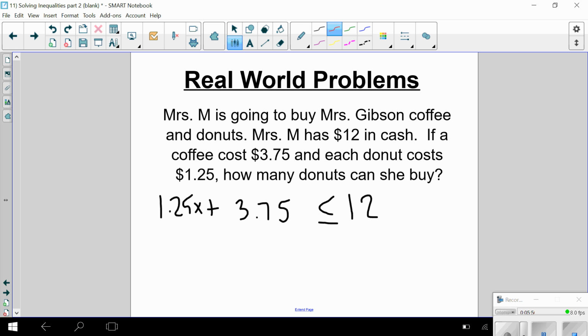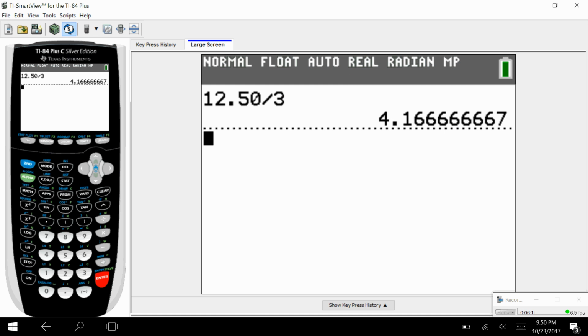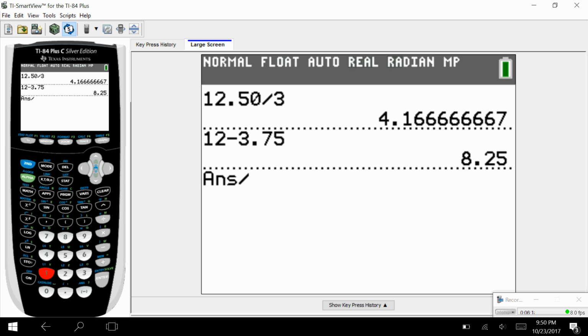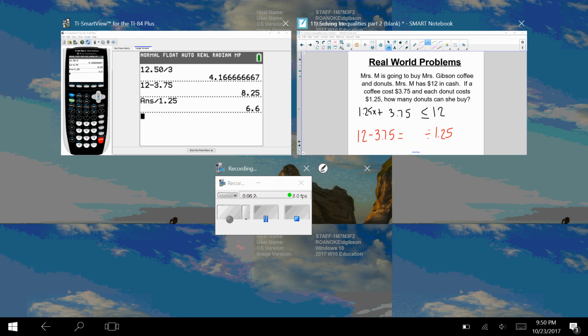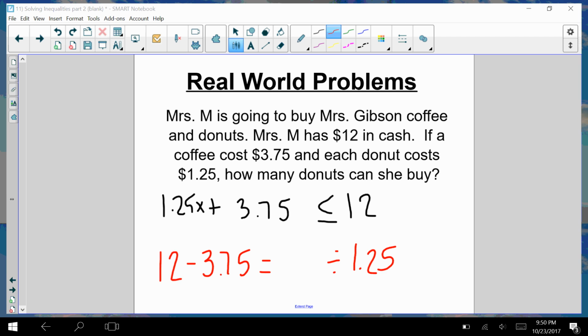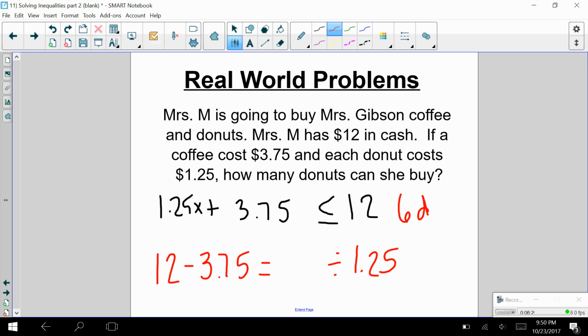In order to figure out how many donuts, we take the amount you have, you subtract the one-time fee, and then you take that amount and you divide it by $1.25. So let's do that. 12 minus 3.75 divided by 1.25 is 6.6. So Mrs. M can buy 6 donuts. How'd you do? Good or bad?